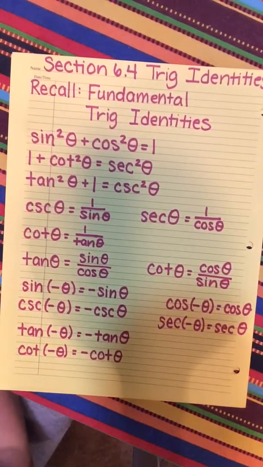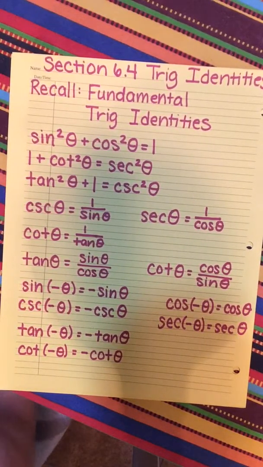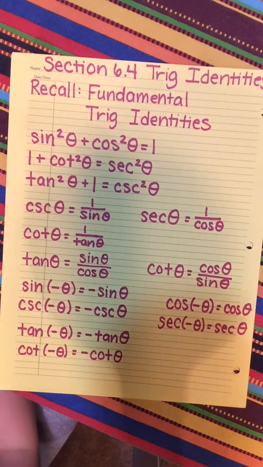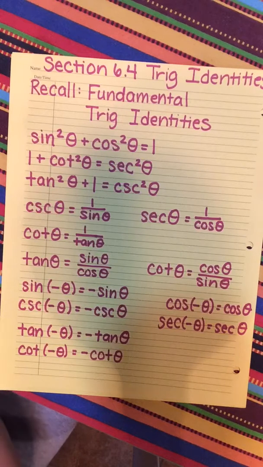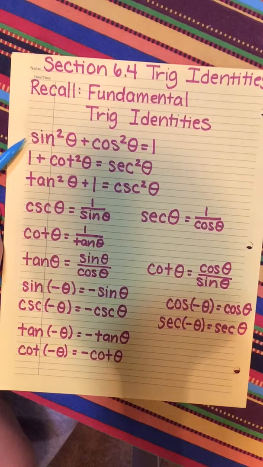So we're starting section 6.4, and this is dealing with trig identities. So take a moment, and you might want to write these up on a chalkboard or just someplace where everybody will be able to see them. Our fundamental trig identities, our big one is sine squared of theta plus cosine squared of theta equals 1.